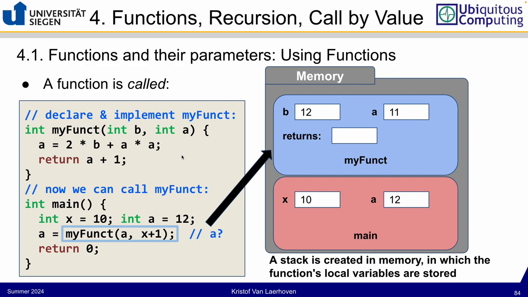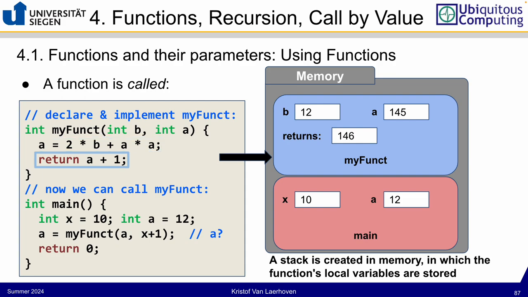So basically, we now go into that function, right, the parameters have been set, and we now calculate A, recalculate A, 2 times B. B was 11, so 121 plus A times A. What was A? No, I'm doing it the wrong way. Let me go back so I can see. So we basically have 2 times 12. It's 24 plus 11 times 11, which is 145, correct? Yes, correct. And we return that plus 1. So 146 is then being returned.